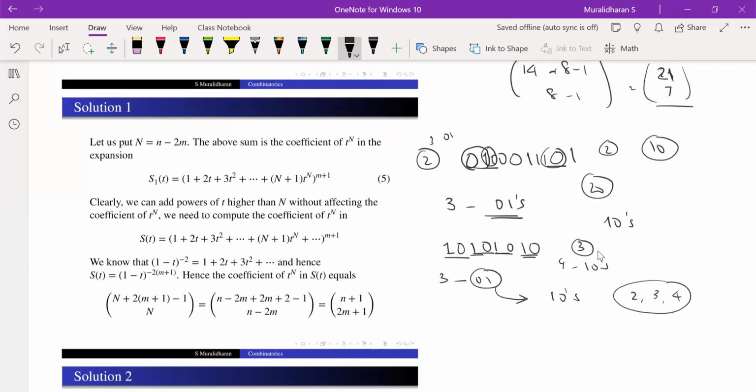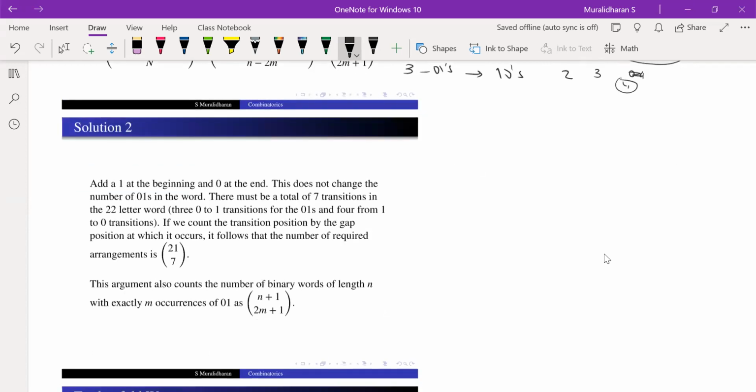It could be 1 less, or exactly the same, or 1 more. Suppose I have 3 01s. So the number of 10s will be either 2, or 3, or 4. Correct? Okay. So what we will do, suppose you take any one sequence like this.